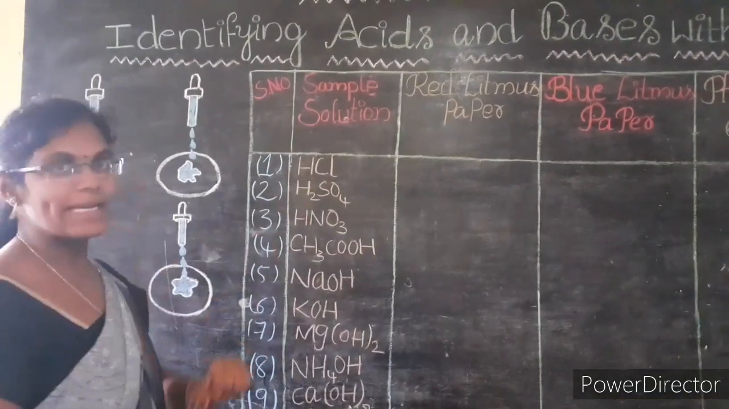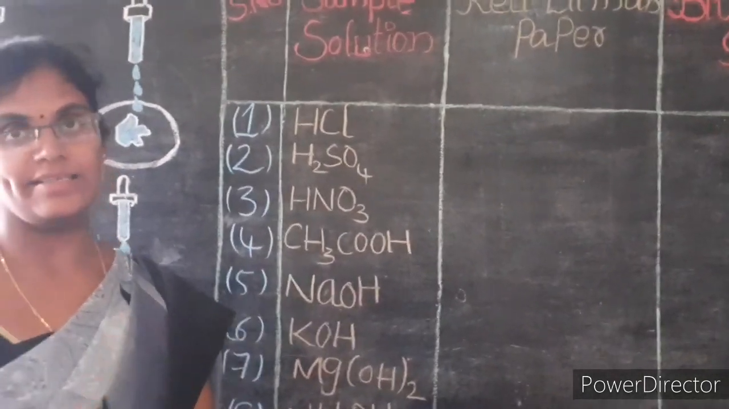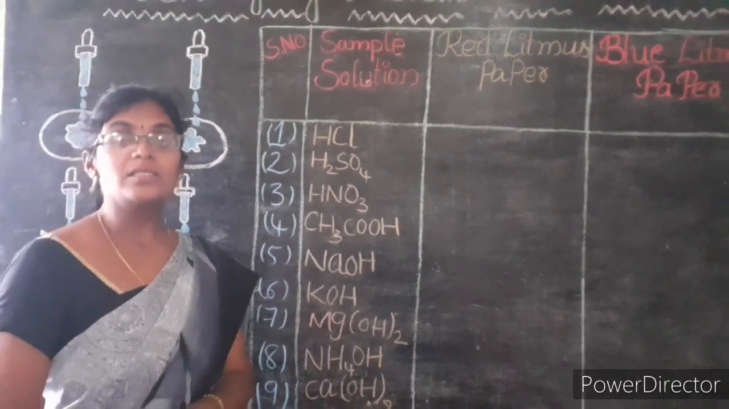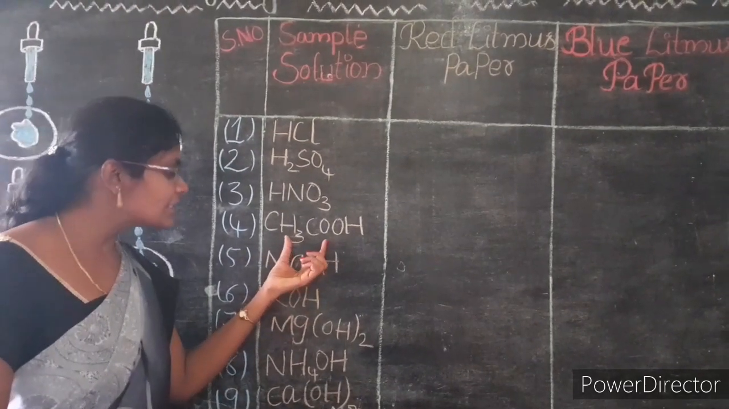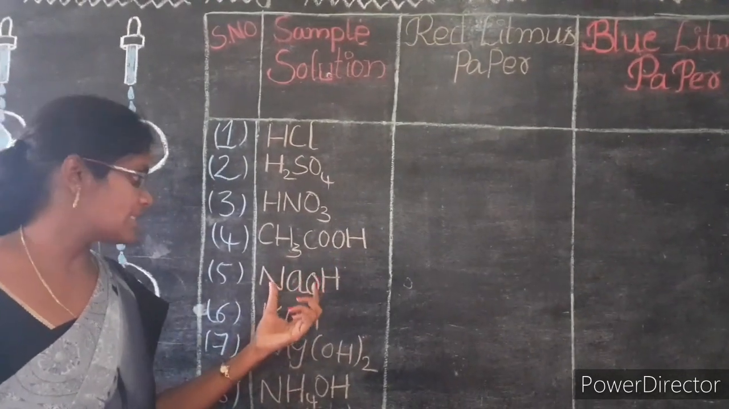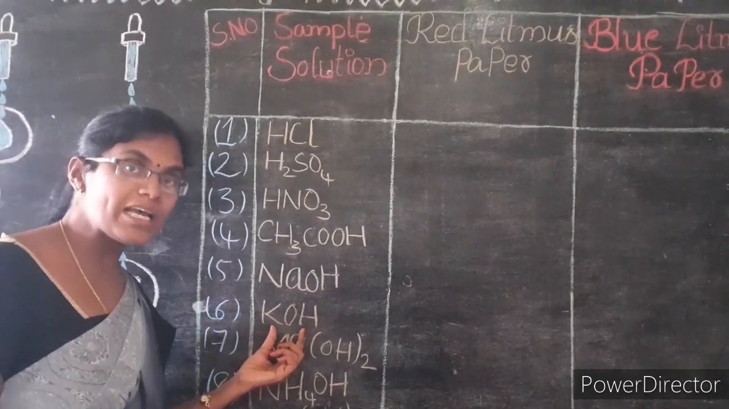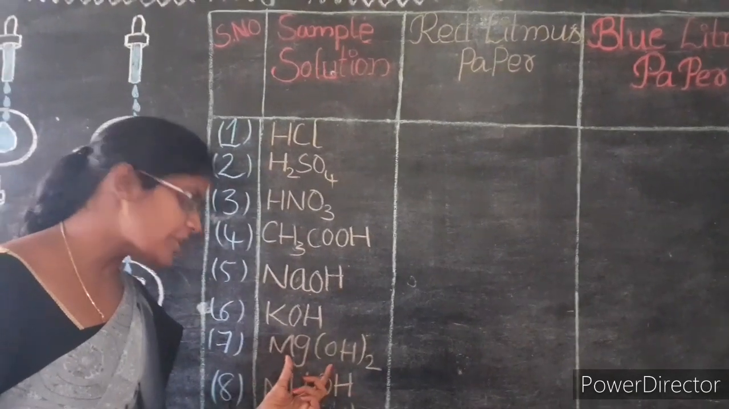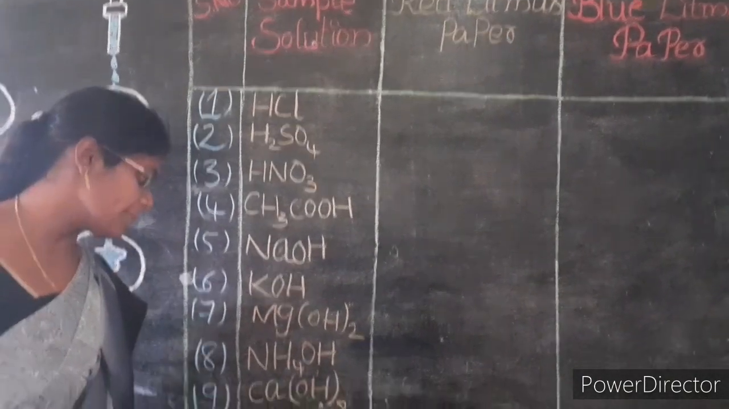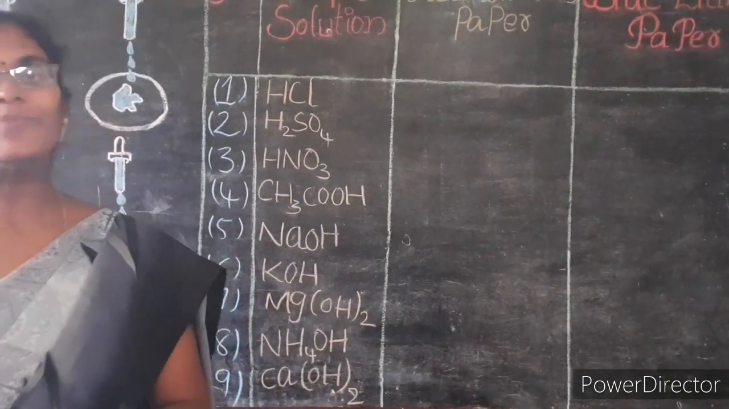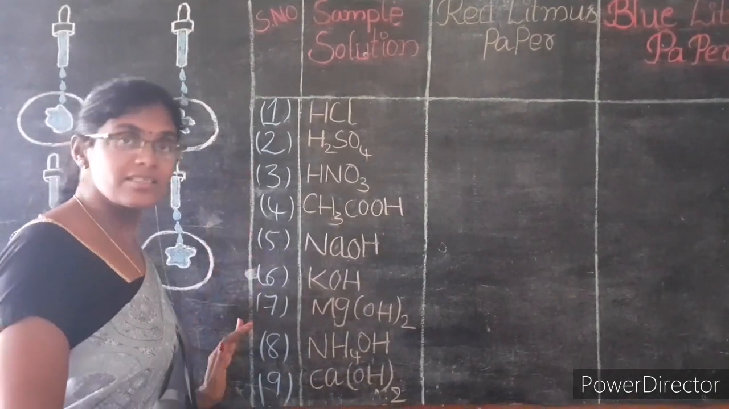First of all, what is meant by HCl? HCl means hydrochloric acid. H2SO4 means sulfuric acid. HNO3 means nitric acid. CH3COOH means acetic acid. NaOH, sodium hydroxide. KOH, potassium hydroxide. Mg(OH)2, magnesium hydroxide. NH4OH, ammonium hydroxide. Ca(OH)2 means calcium hydroxide. In this table, we have some acids and some bases.